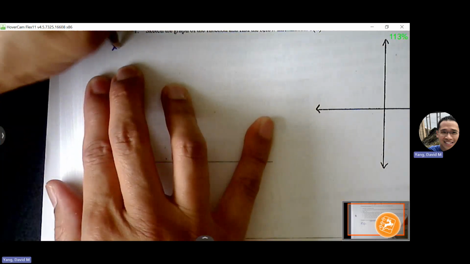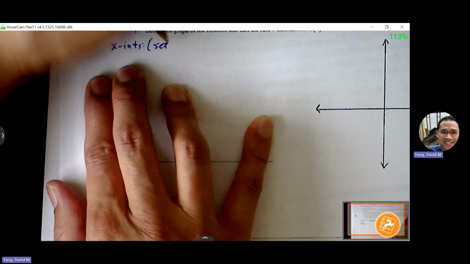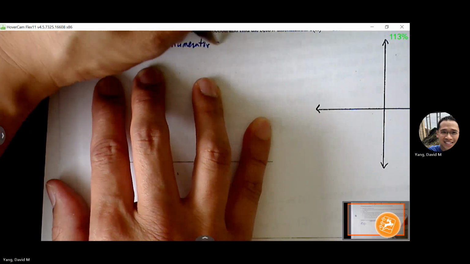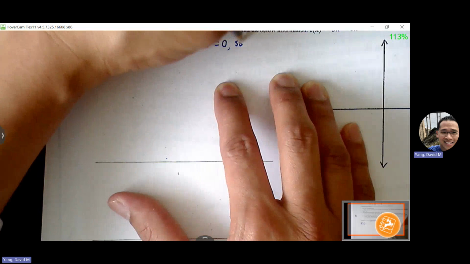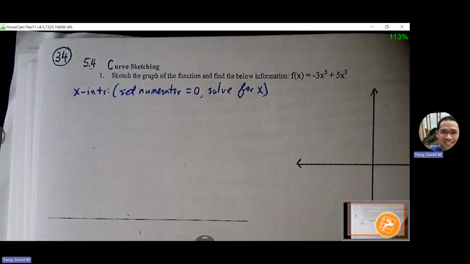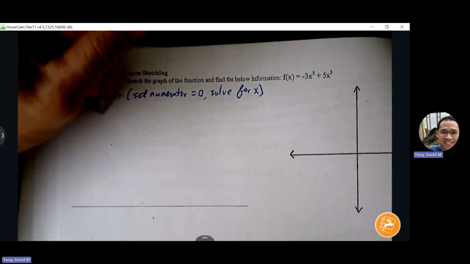Don't have to worry about horizontal asymptotes. We can find x and y intercepts. Okay, so let me put some notes here. So the way we find x-intercept, we set the numerator equal to 0, and then we solve for x. I know there's no denominator here, so basically you're setting the equation equal to 0.